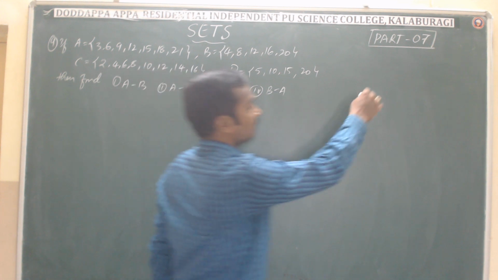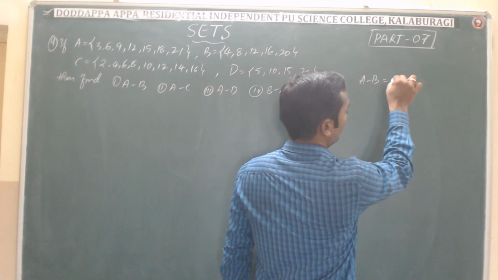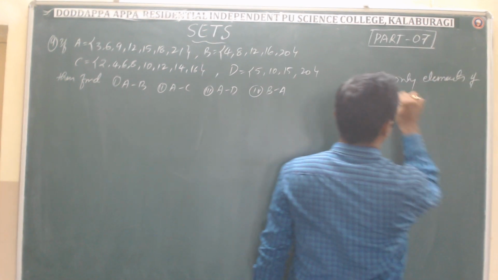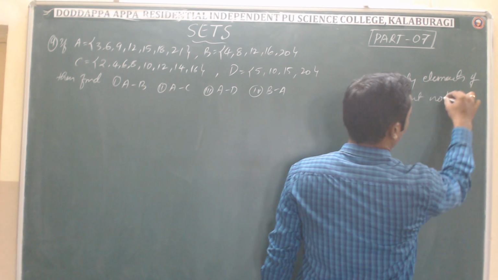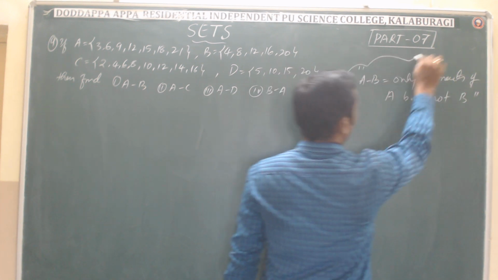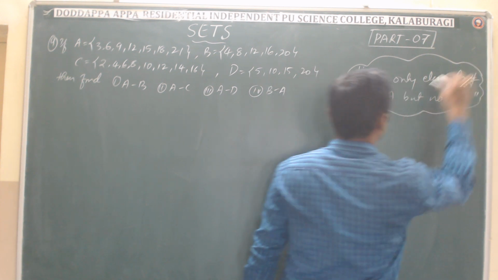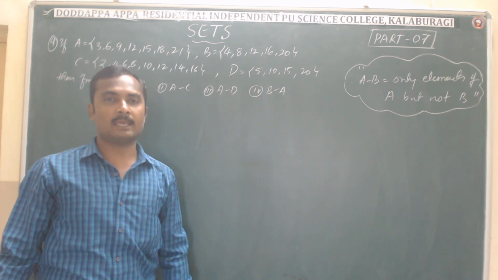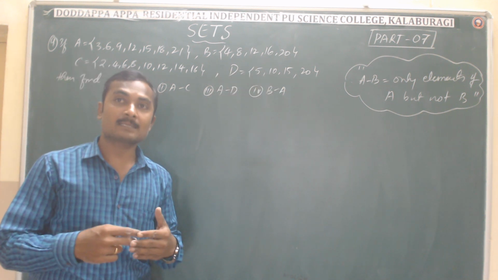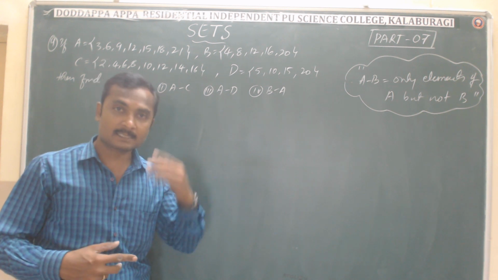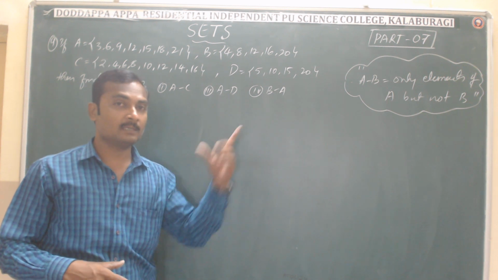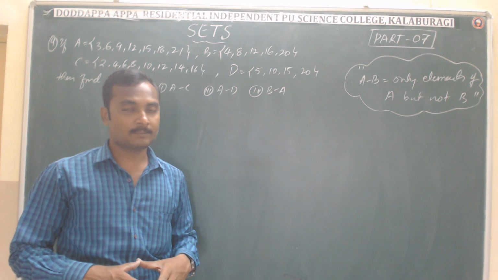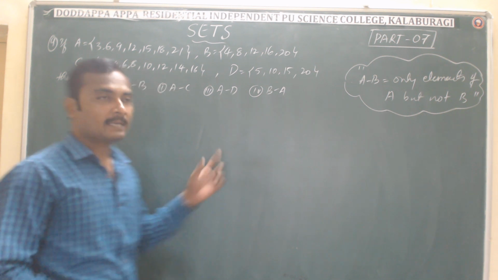We know the definition that the set A minus B contains only the elements of the set A but not B. Let's recall this definition. It means if some element of A is present in the set B, then it should not be an element of A minus B. The only elements which are there in A but not in B are nothing but the elements of A minus B. So let's do that.